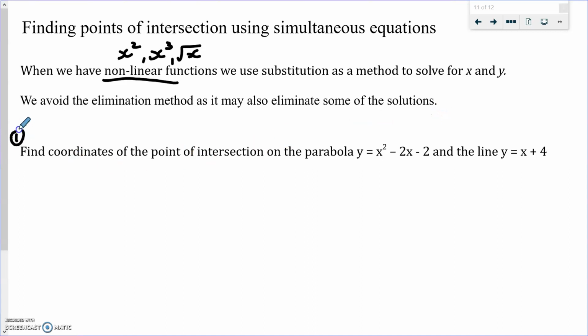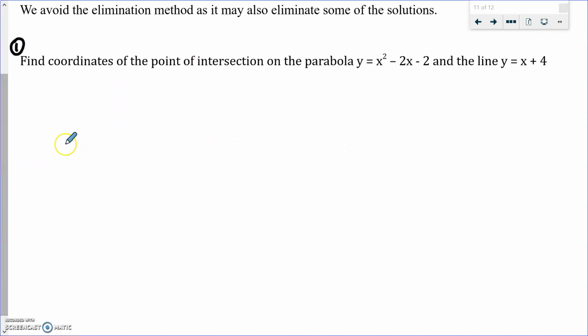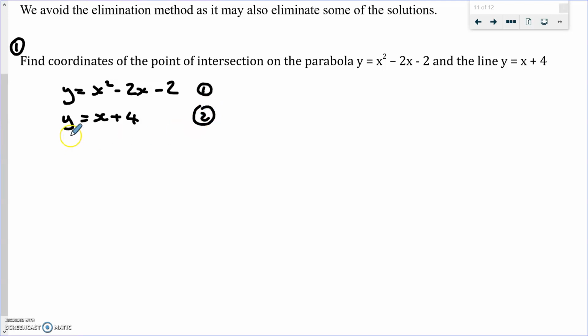So let's put that into practice. Here we go. Find the coordinates of the point of intersection on the parabola y equals x squared minus 2x minus 2 and the line y equals x plus 4. You can already see both of the equations are equal to y, so we can make the two equations equal to each other. I'm going to substitute equation 1 into equation 2.